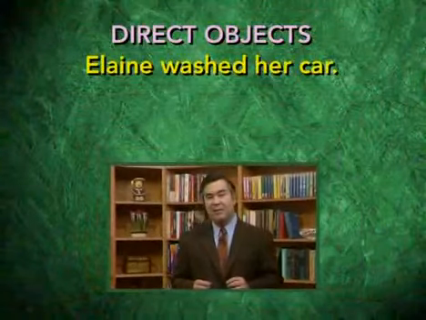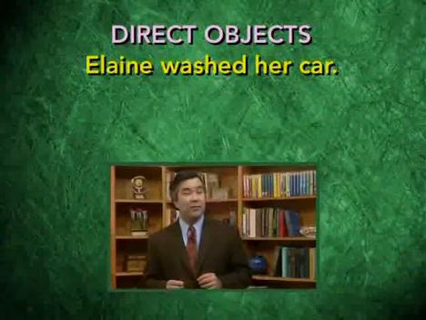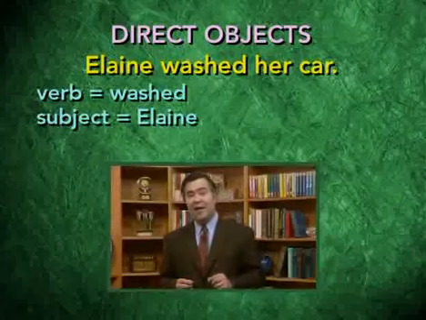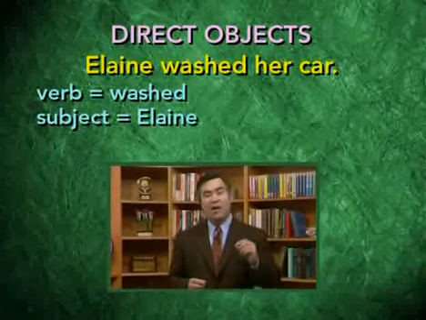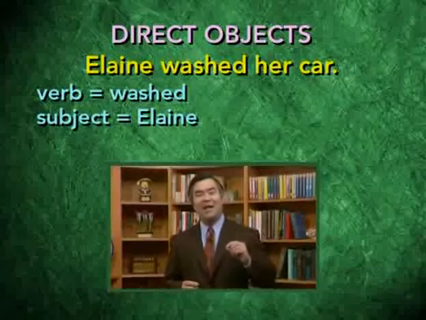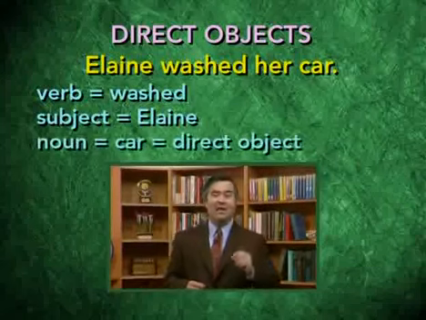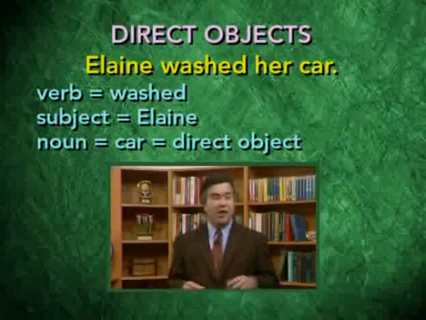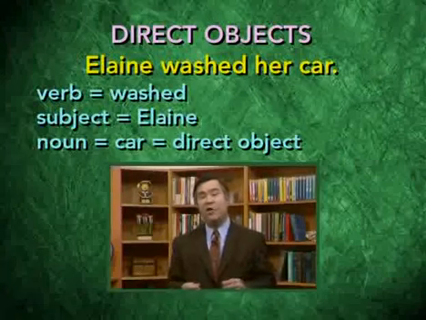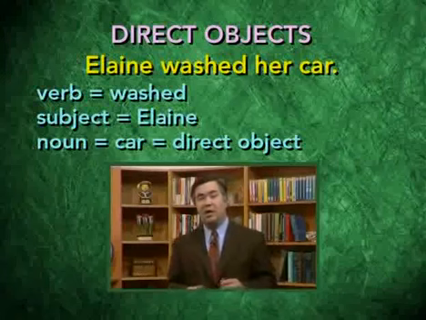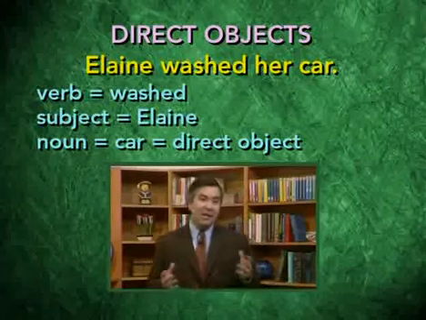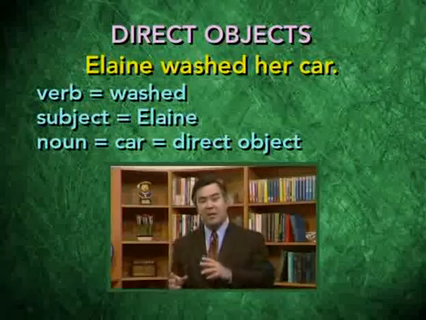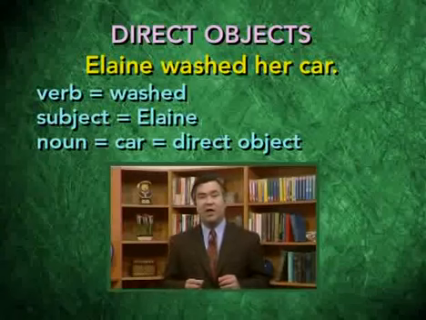Take a look at this example. Elaine washed her car. What's the verb here? Washed. The subject, Elaine. And what did Elaine wash? She washed her car. Where's the noun or pronoun that tells us exactly what Elaine washed? The noun car tells us what Elaine washed. And so that's the direct object of the verb washed. The word her, which is a possessive pronoun, gives us a little more information about the car. It modifies the noun car by telling us which car, whose car it was. But the word car, that noun, is the direct object. It receives the action of the transitive verb washed.